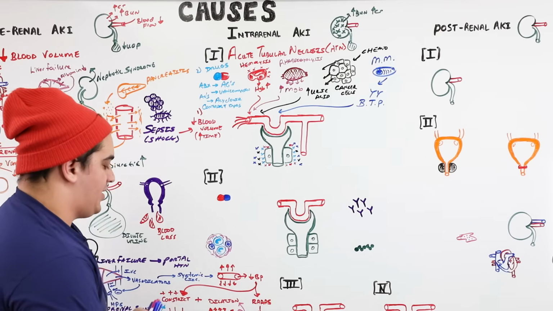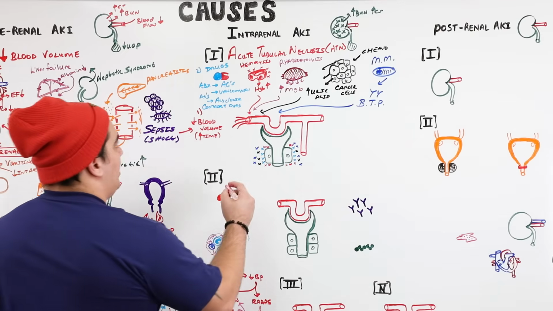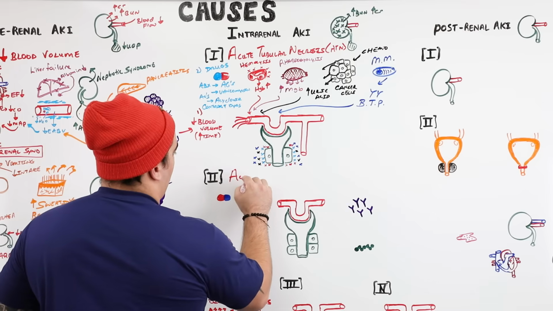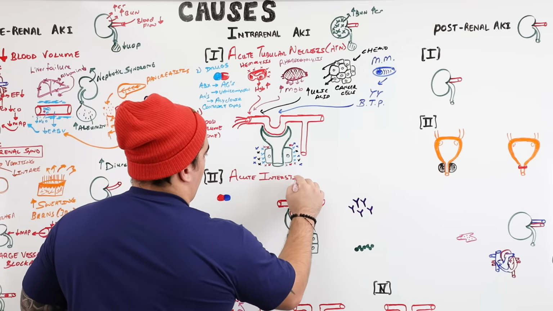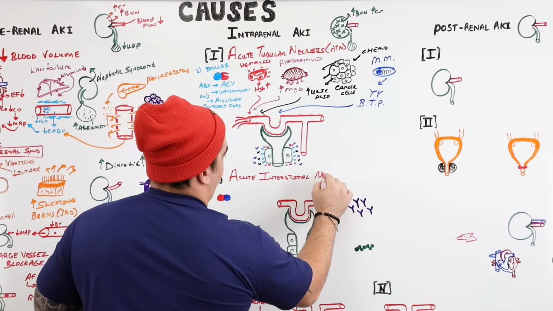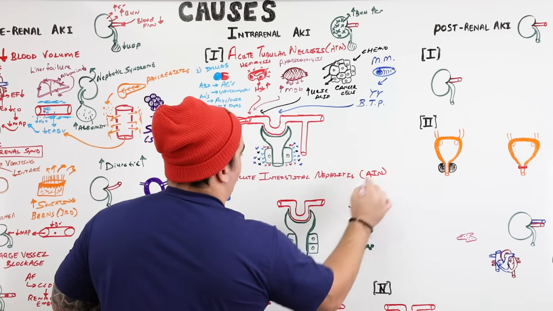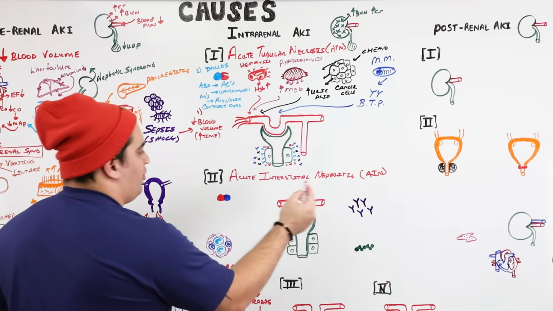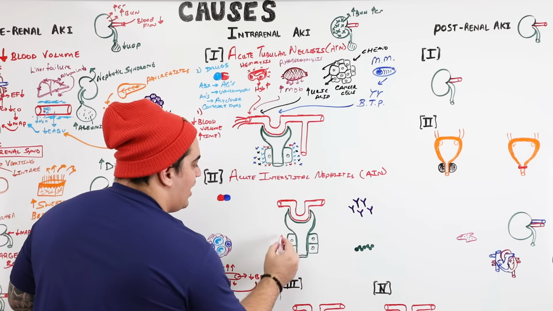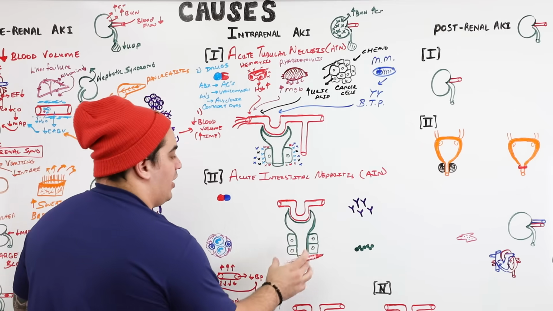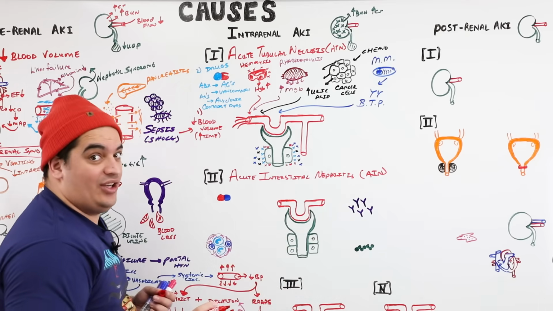What's another one that I want you guys to think about? The next one, not so common, but again, something to think about, is called acute interstitial nephritis. This is also referred to as AIN. Now, acute interstitial nephritis is whenever you have damage or injury to the kidney tubules, and a lot of inflammation of the kidney tubules and the actual interstitium around the kidney tubules.